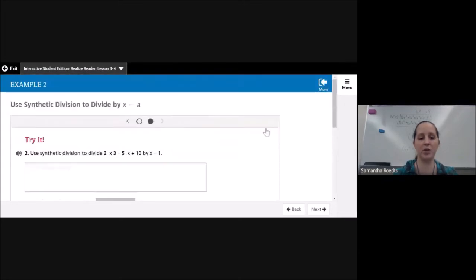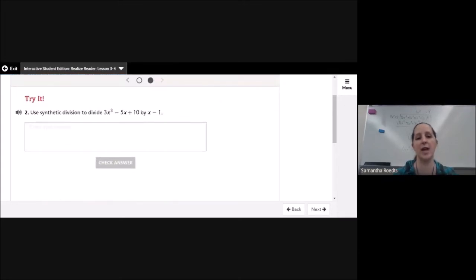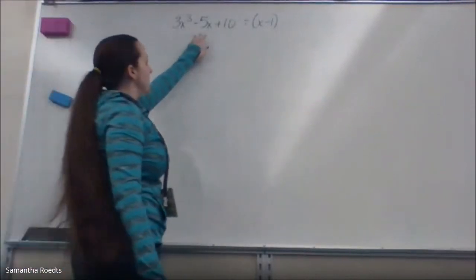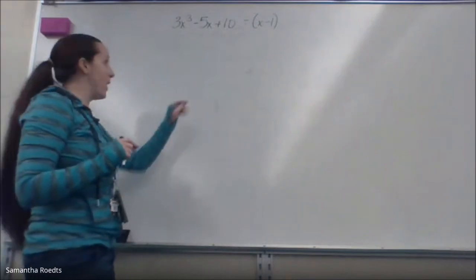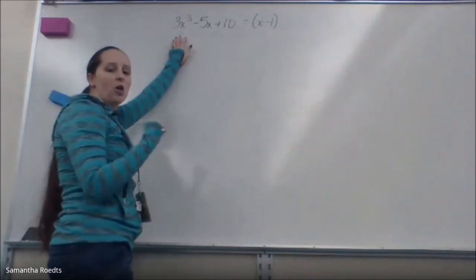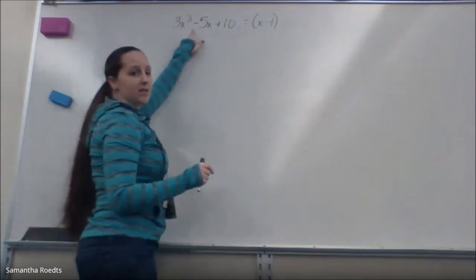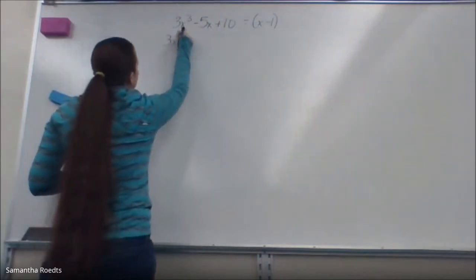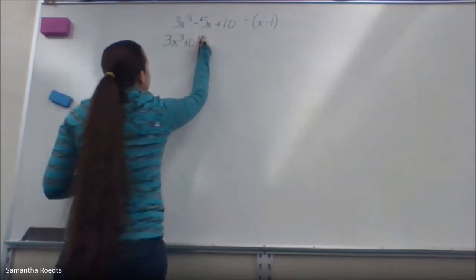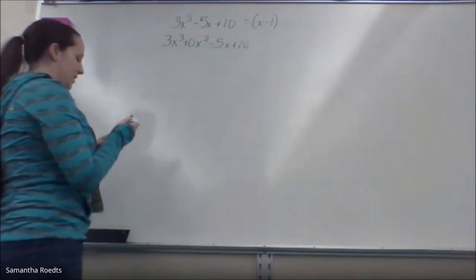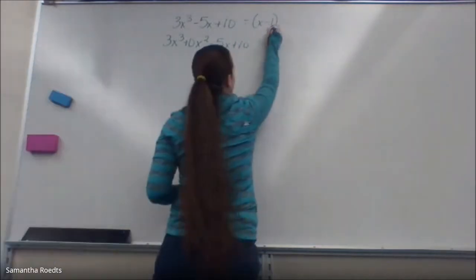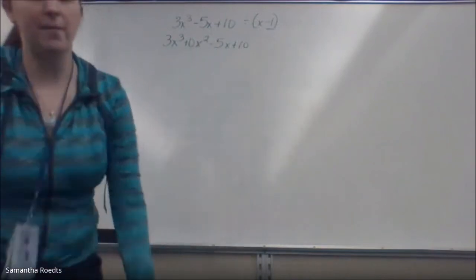All right, so let's try it out. Use synthetic division to divide 3x cubed minus 5x plus 10 by x minus 1. This is what I'm dividing: 3x cubed minus 5x plus 10 divided by x minus 1. The first thing I want to do is rewrite this so that it has all of my x terms. I'm missing an x squared, so 3x cubed plus 0x squared minus 5x plus 10. That's my a value, so that's what goes up front.